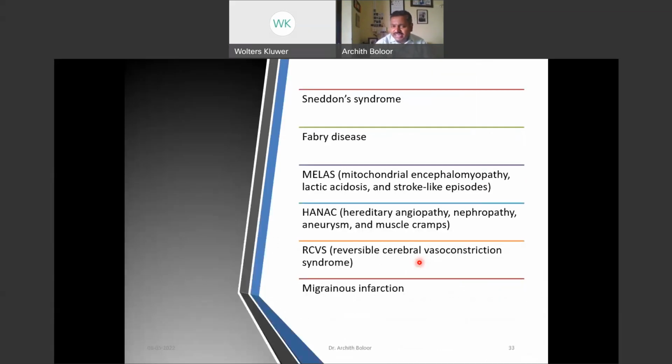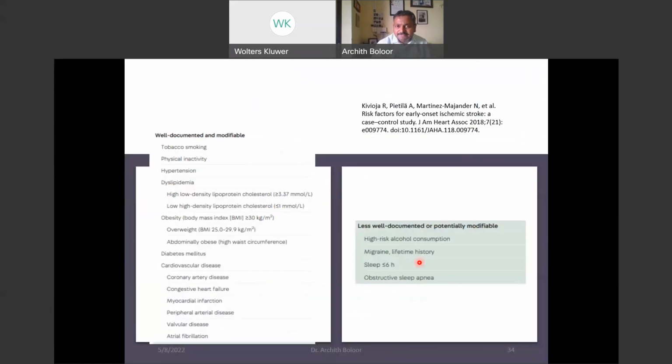We have certain other inherited diseases like Sneddon's, Fabry's, MELAS, that's the mitochondrial encephalopathy, lactic acidosis, and stroke-like episodes. The HANAC, that is the hereditary angiopathy, nephropathy, aneurysms, and muscle cramps. The RCVS, reversible cerebral vasoconstriction syndrome, and migrainous infarction. So these are the non-inflammatory arteriopathies that could be there.